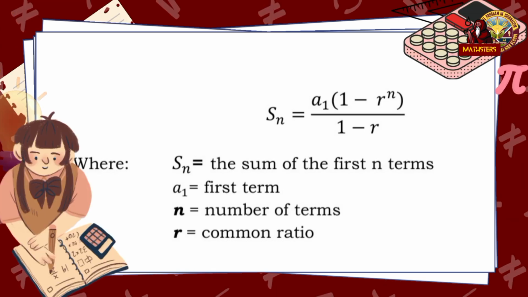Welcome back, Mathsters! As we have already tackled the finite, now we will discuss the infinite. The formula for infinite is sum of infinity equals a sub 1 over 1 minus r. Without further ado, let's jump into the examples. Our objectives for today's learning are to define geometric series, and find and solve problems involving geometric series.